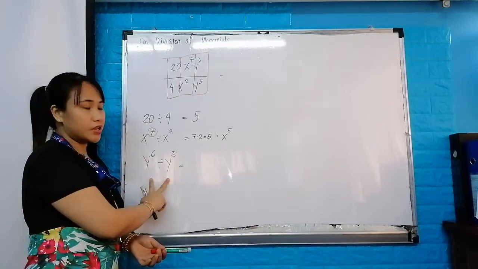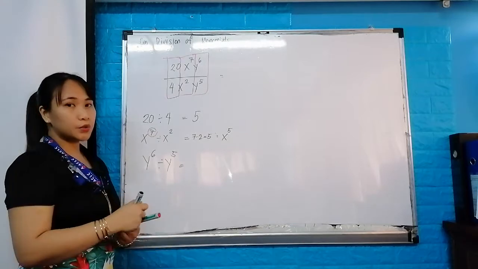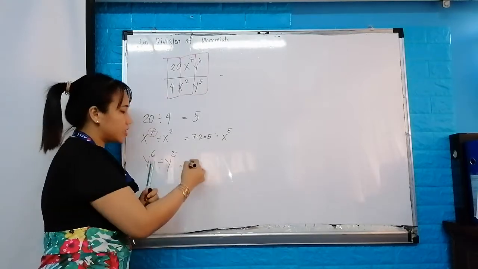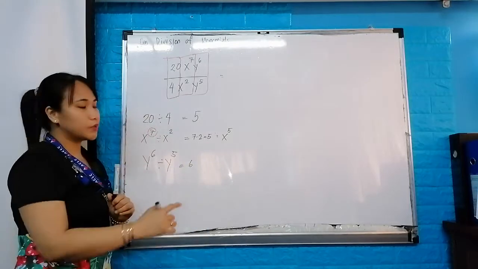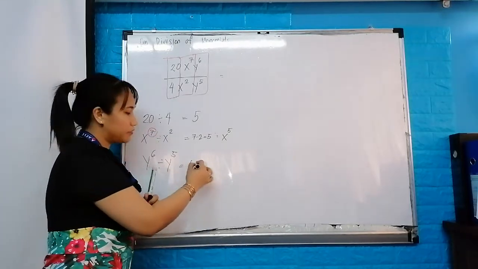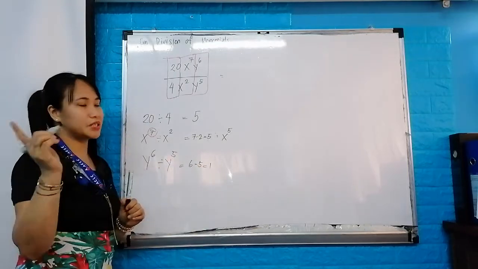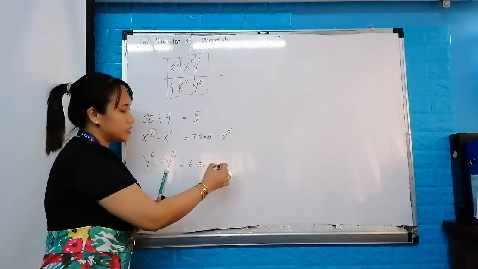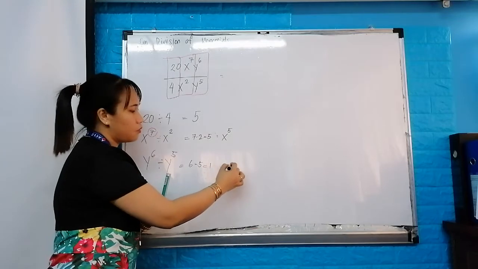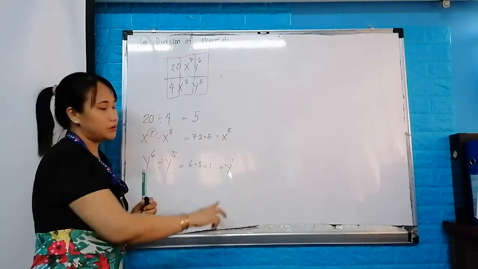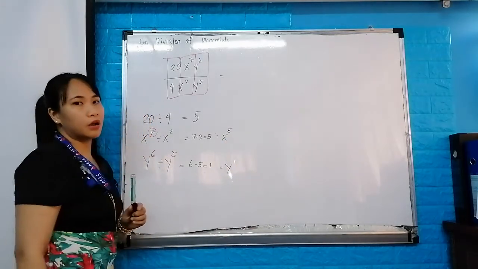Again, the same process because you are dividing terms with the same variable. You get the degree of 6 and subtract the second degree of your y, which is 5. 6 minus 5 is equal to 1. So in this case, your answer is y. Because the degree is 1, you don't need to write it; you just leave it blank.